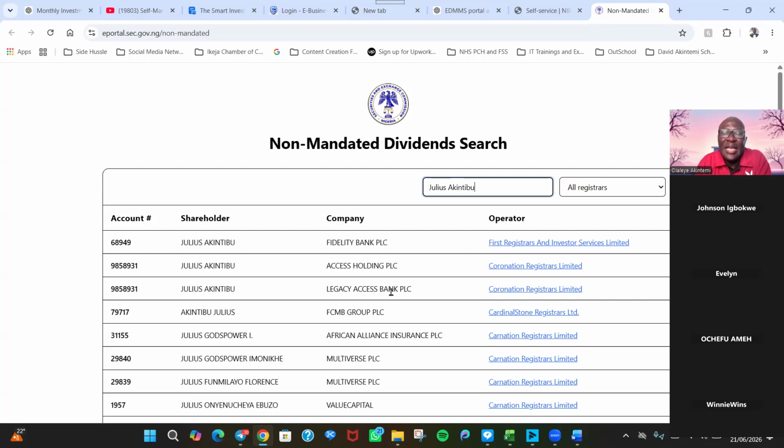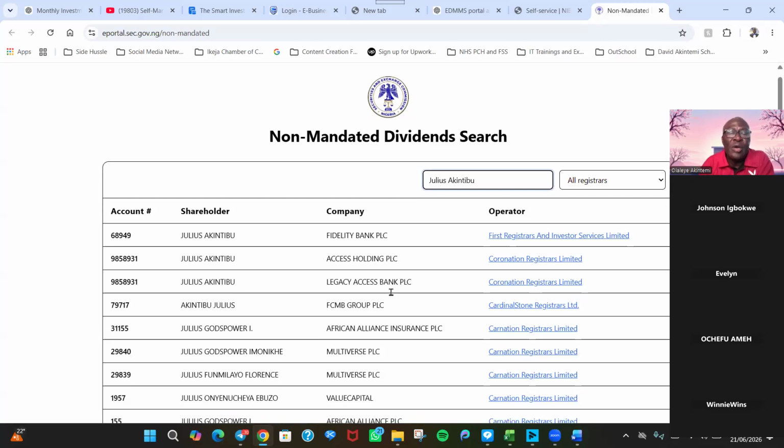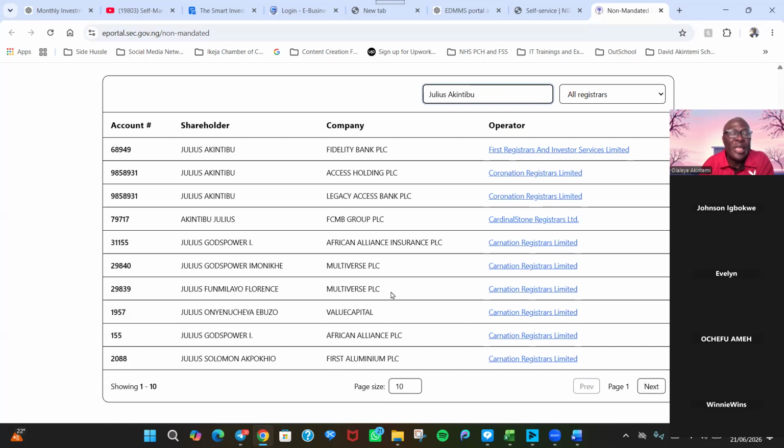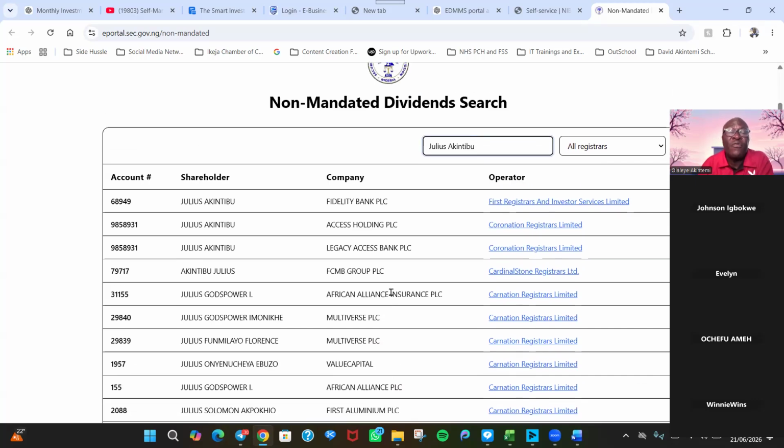If the person is alive, it's a straightforward issue. The first thing you want to do is search this portal and find your name. When you find your name and you are absolutely sure that is your name, because there are many people with Akintibu, you have to be sure the one you are looking at is your own name. Then you have to know which stocks you have.